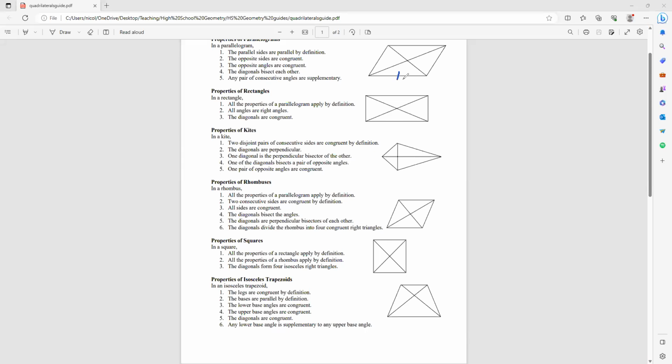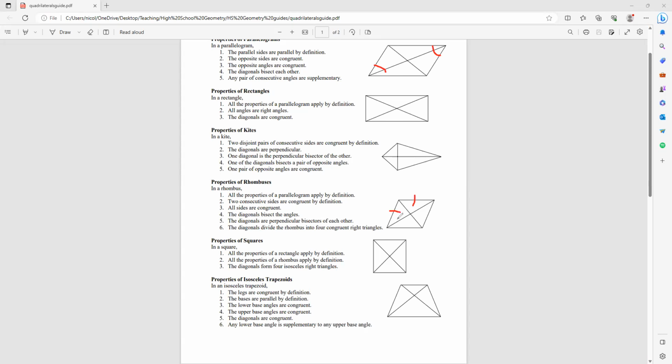Parallelograms have opposite sides congruent and opposite sides parallel. They're very similar to rectangles, but rectangles have 90-degree angles all the way around. Opposite sides parallel, opposite sides congruent. Kites have the adjacent sides congruent. And also opposite angles of kites equal 180 together.